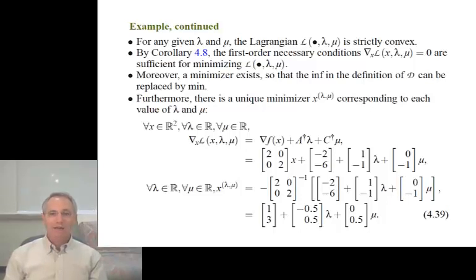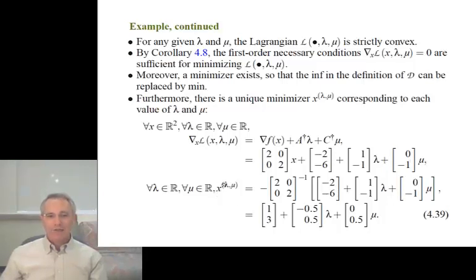setting the gradient of the Lagrangian with respect to x equal to 0. And by corollary 4.8, those first order necessary conditions are also sufficient. Indeed, we can solve for that and we'll find a unique minimizer. And that will enable us to evaluate the dual because that enables us to find the minimum of the corresponding inf. In particular, here is the gradient of the Lagrangian, and if I set that equal to 0, I can solve it by rearranging for x in terms of lambda and mu.